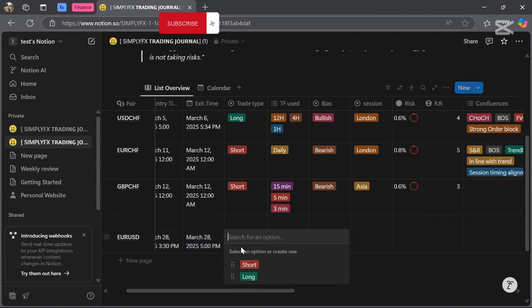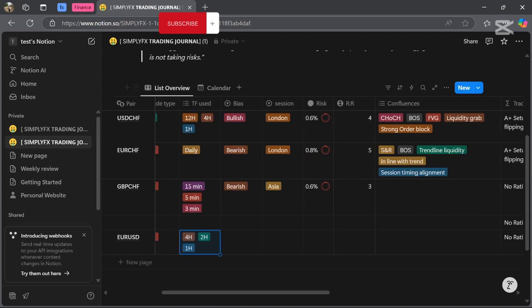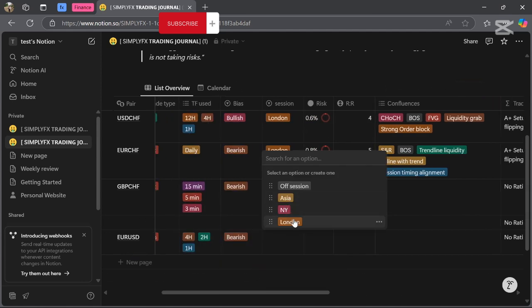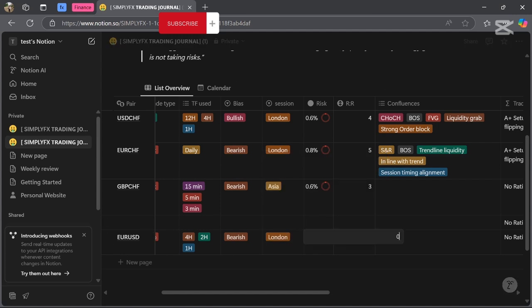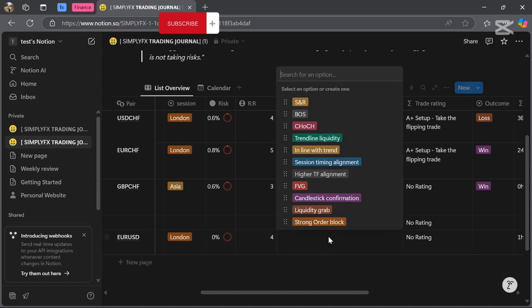Now for the trade type, let's say we went in short, and the time frames we use for our top down analysis are 4 hour, 2 hour, and we entered on the 1 hour. So let's say we sold, so we are bearish. The session is probably London session, and we risked like 0.8%. The risk to reward ratio we were aiming at was, let's say, 4. And the confluences here, as I talked about our auto rating in the TikTok vid, our ratings change based on the amount of confluences we have.